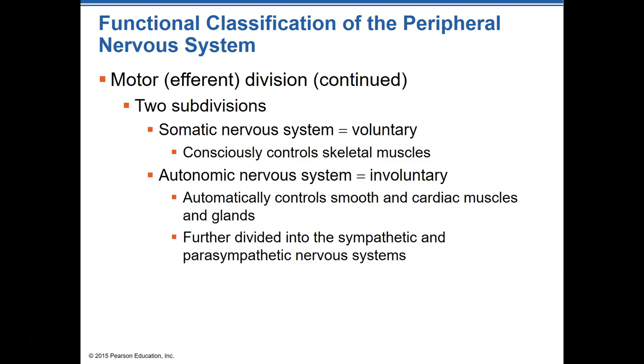On the motor side, the efferent side, the side that's going away from the body, there are two subdivisions there too. We have the somatic nervous system, which is the voluntary system, and the autonomic nervous system, which is involuntary. And the autonomic nervous system actually branches into two more systems a little bit deeper, the sympathetic and parasympathetic nervous systems. So we have this whole system that breaks down into all of these branches, all the way down into the sympathetic and parasympathetic.